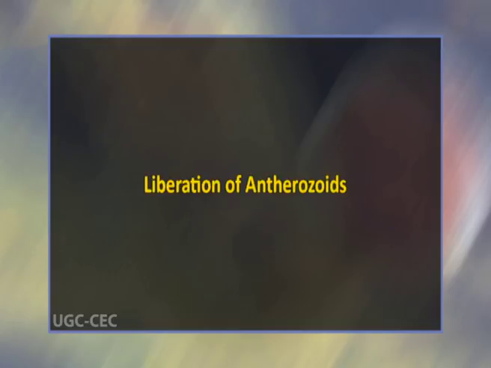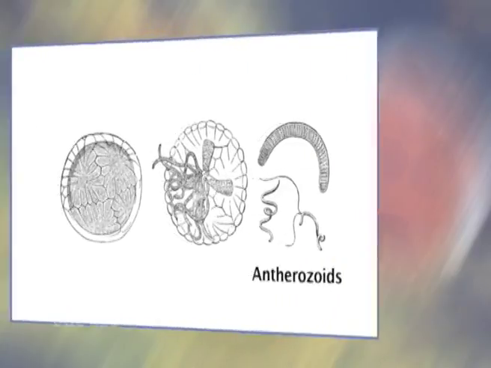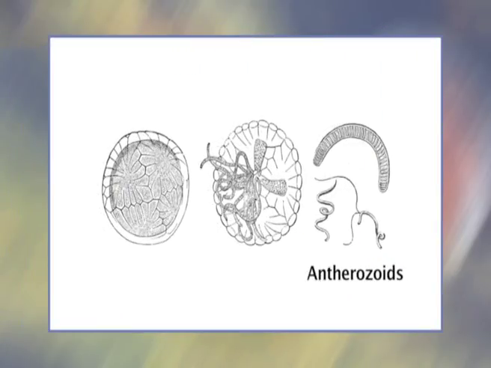Liberation of antherozoids. At maturity, the shield cells of the antheridium separate from each other, exposing antheridial filaments in water. The sperm mother cell gelatinizes to liberate the antherozoids.